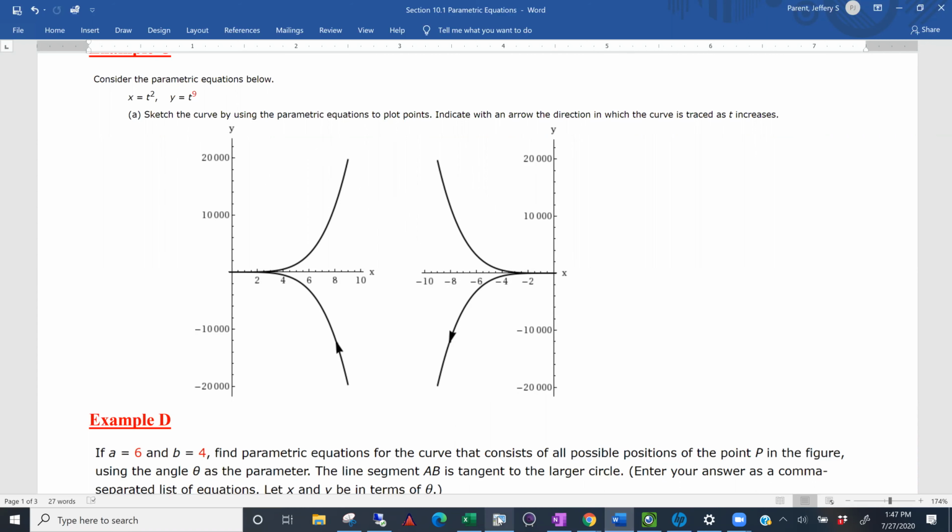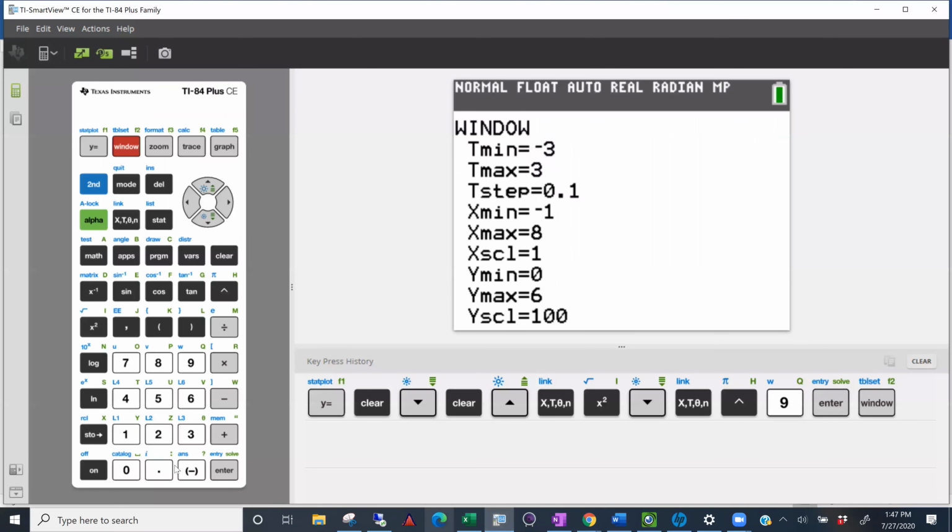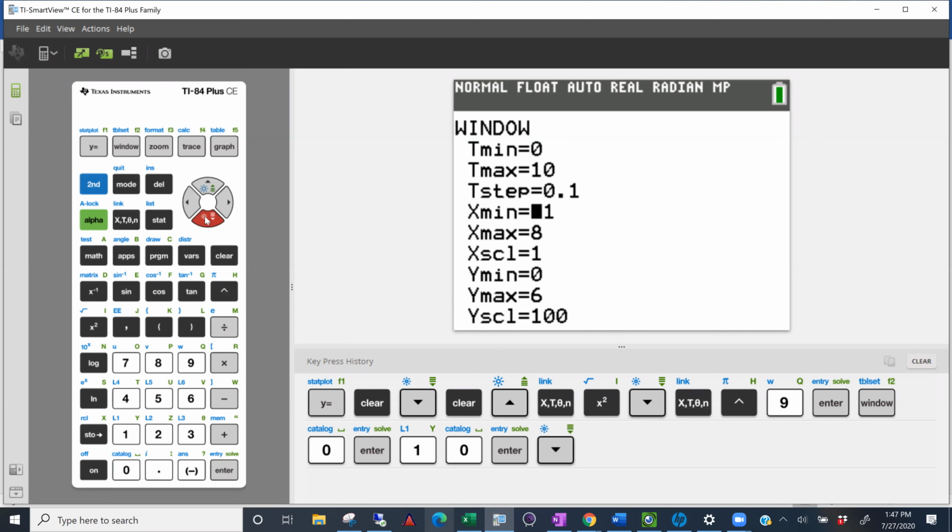All right, let's go back here and adjust my window. I want to go from 0 to 10. Actually, do I want to go 0 to 10? No, I probably don't need to go that high. 0 to 10, that's my t parameter. It's my x min and x max that I need to adjust. X min is going to be 0. X max is going to be 10.